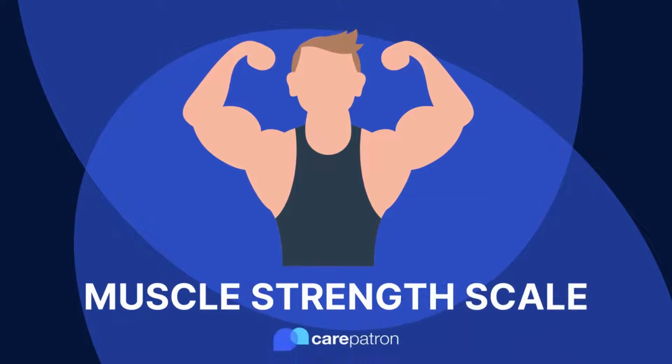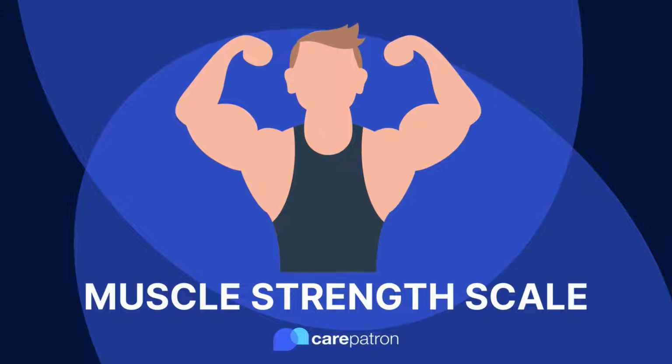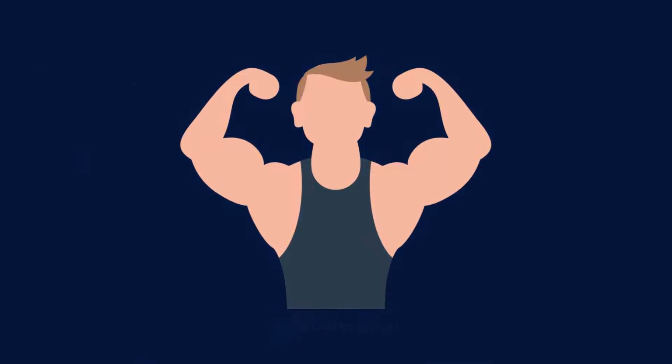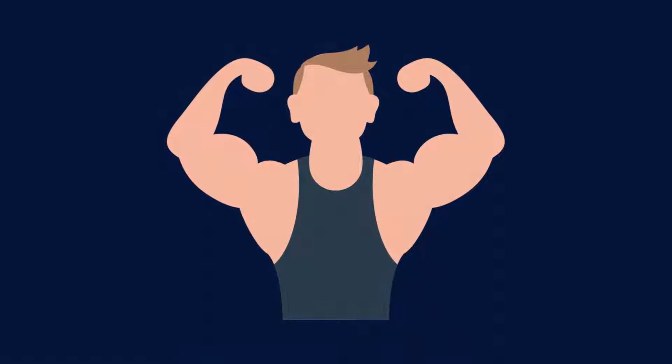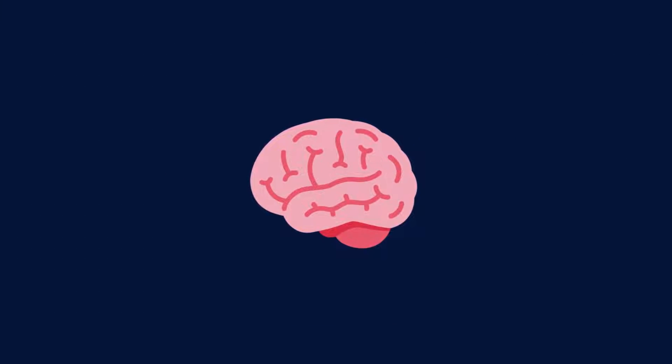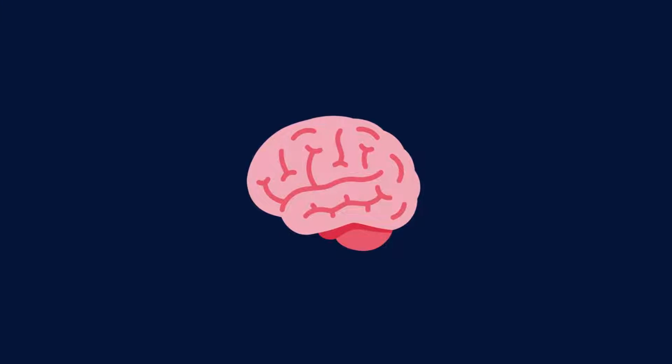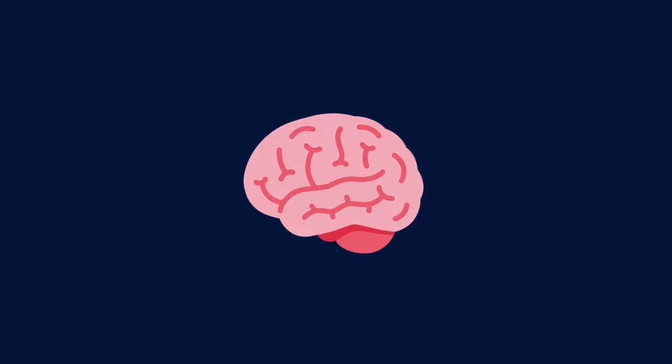The muscle strength scale, known better as the Oxford Scale or Medical Research Council Manual Muscle Testing Scale, is a method used by practitioners to evaluate muscle strength, also called motor testing, muscle strength grading, and manual muscle testing. This method is part of a patient's neurological assessment.